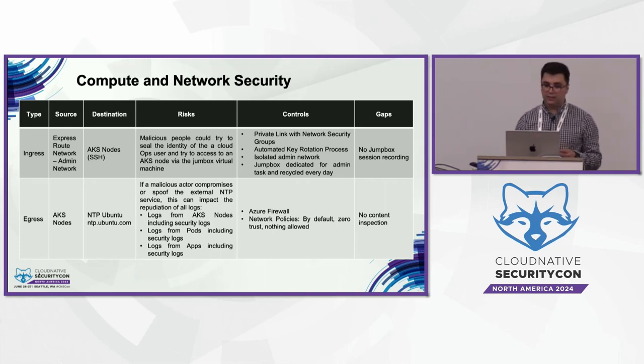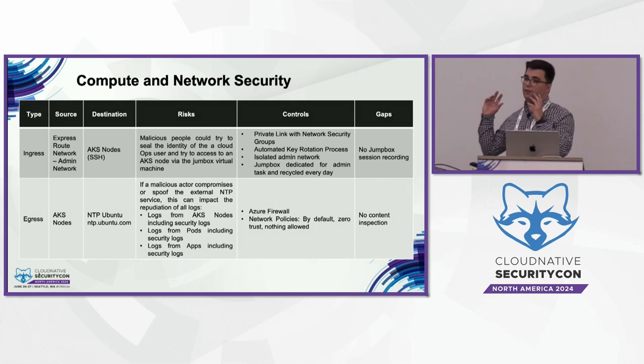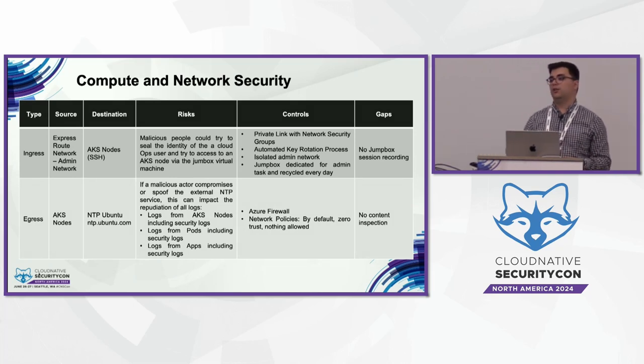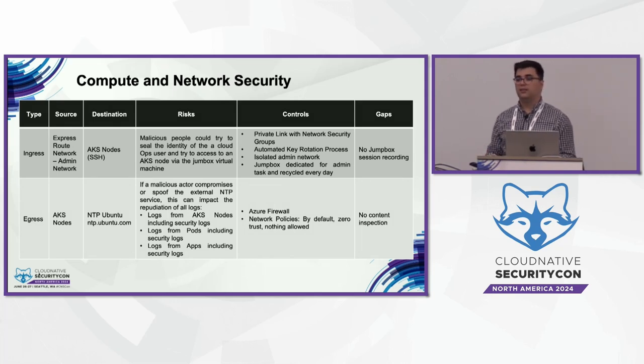And in terms of gaps, I have highlighted two major gaps in this case. A lot of organizations have this gap: jumpbox session recording. That is for your admins, because when your admins are running a kubectl command, sometimes they are doing that directly from their own laptop, the same laptop they use to access their email, and maybe this laptop is compromised. You don't know. Sometimes this laptop has extended permissions, and a good recommendation in this case is to have a dedicated jumpbox only for administration tasks, and also to record all the activity that happens on these different jumpboxes.